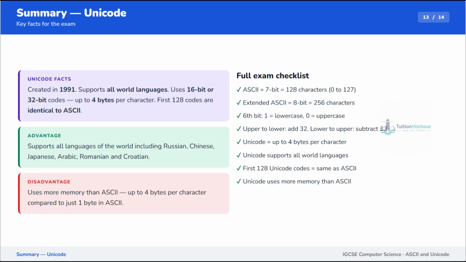Summary of Unicode. Created in 1991. Supports all world languages. Uses 16-bit or 32-bit codes up to 4 bytes per character. First 128 codes are identical to ASCII. Advantage: supports all languages. Disadvantage: uses more memory. Exam checklist. ASCII is 7-bit 128 characters. Extended ASCII is 8-bit 256 characters. Unicode is up to 4 bytes, all world languages.